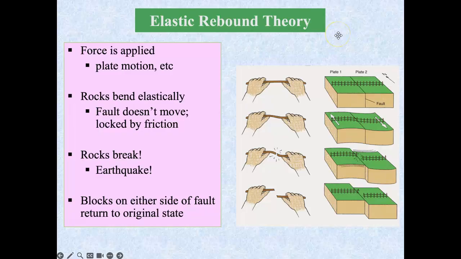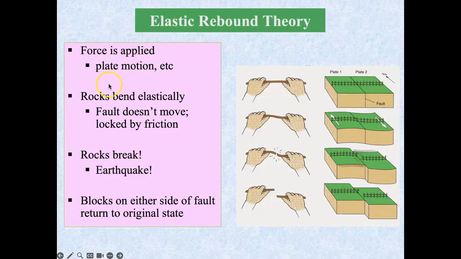Okay, so let's talk about the elastic rebound theory. This is the idea that the ground behaves elastically when strain is building up before an earthquake. Remember we talked about the three kinds of strain: elastic, plastic, and brittle. The earthquake itself, when it happens, is brittle. It's a break in the rock. But before it happens, the strain that builds up is elastic.